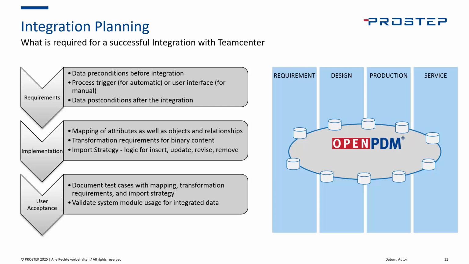So during implementation, make sure you've got a really defined, granular mapping of attributes as well as the objects and relationships. Any transformation requirement, like generating things like JTs for Teamcenter, and defining import strategy. So it's not always just the same import. Sometimes you might need to update just the existing revision. You might need to revise data. If you're removing something or changing a bill of materials, maybe then you have to go back to the structure and not remove it, but obsolete it, or create a change as well with the process. So there are different mechanics of the system that you need to be able to validate as part of integration.